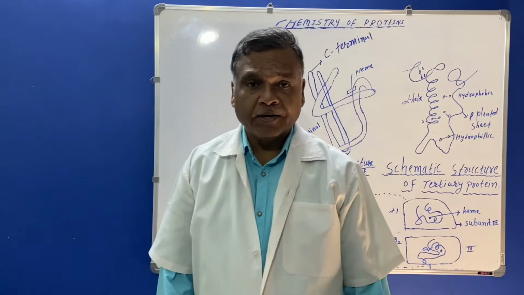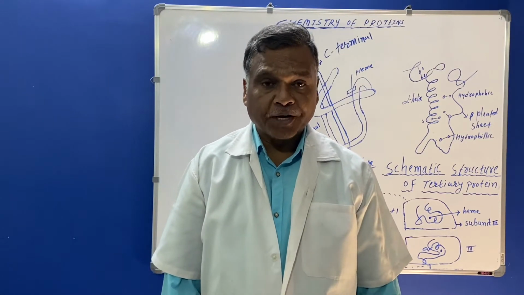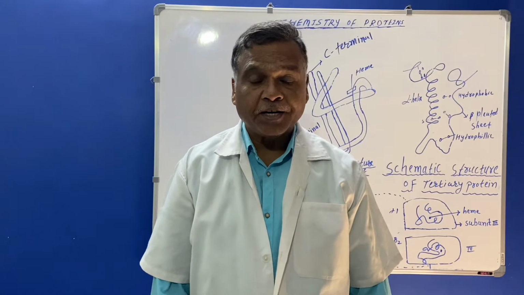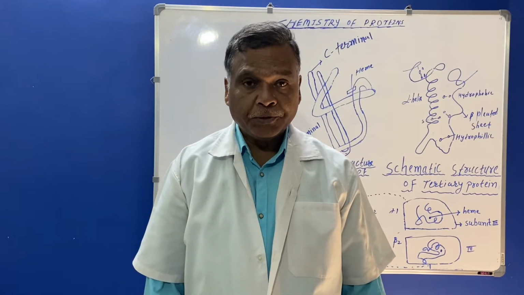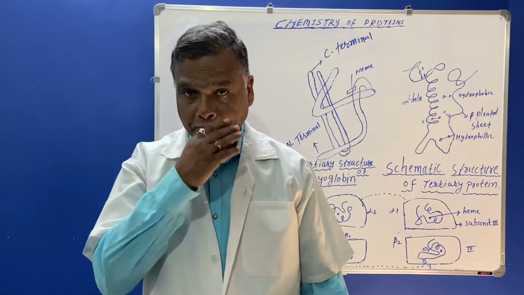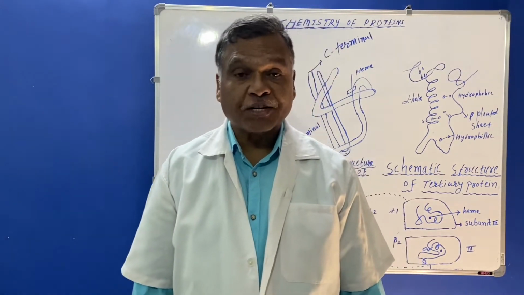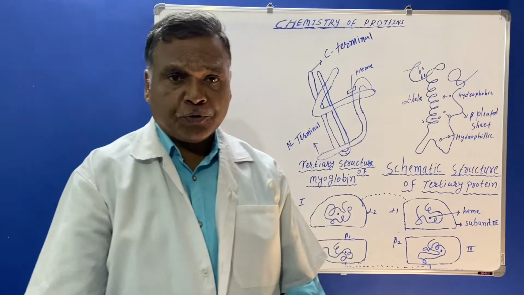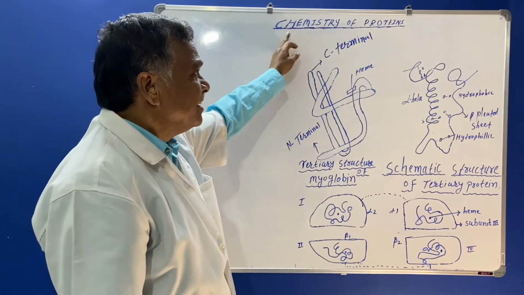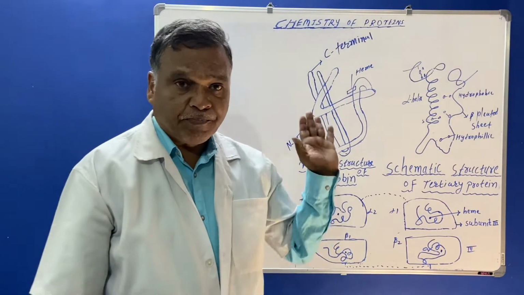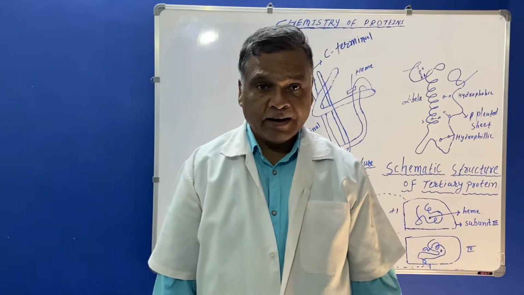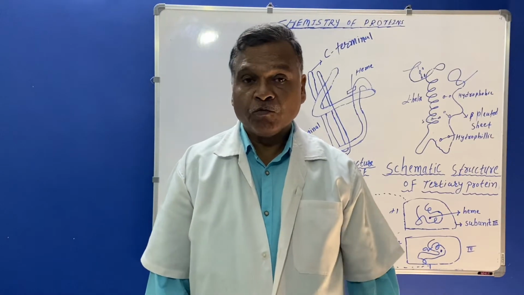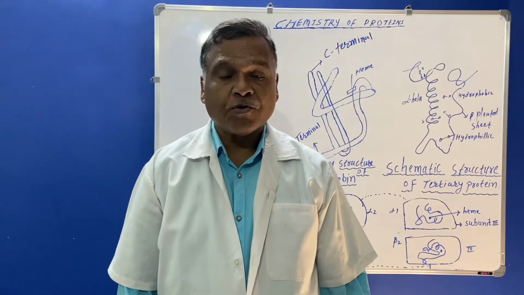In the last video lecture, we have seen the structure of protein, that is primary structure, and the secondary structure of protein. Today we are going to deal with the tertiary structure of the protein and quaternary structure of the protein. Actually, we are seeing the chemistry of protein, under which we are seeing the 4 different levels of protein, or we can say that the 4 different organizations of proteins.